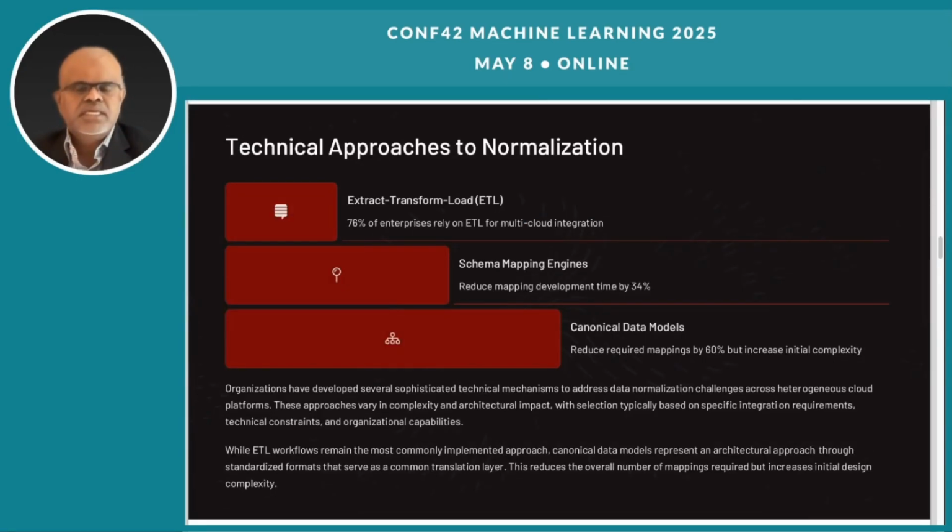We have seen schema heterogeneity challenges and semantic mapping complexities. However, organizations have developed several sophisticated technical mechanisms to address these challenges. These approaches vary in complexity and architectural impact, with the selection typically based on specific integration requirements and technical constraints, and also on the organization's capabilities. There are three predominant options available for us to handle these challenges.